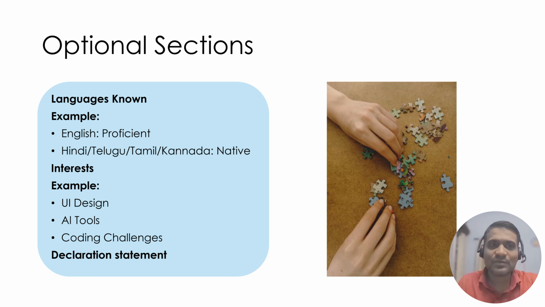So the next section would be optional sections. In some resumes you can see languages are mentioned, hobbies are mentioned. These are not mandatory, but you can add them if the content is less in your CV.